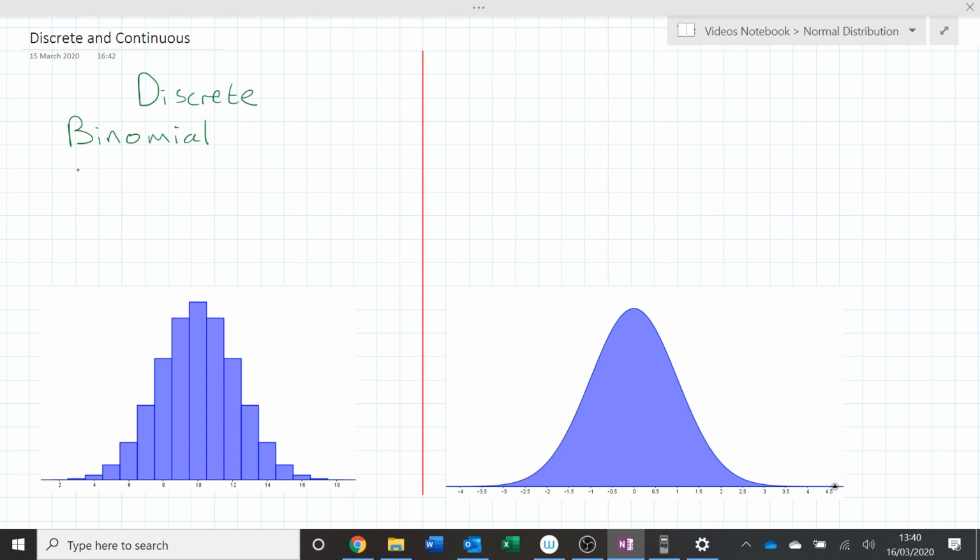You can't have 2.1 successes. If you were to flip a coin, you can't get 2.1 heads. There are a set number of outcomes. So, for example, the number of heads.